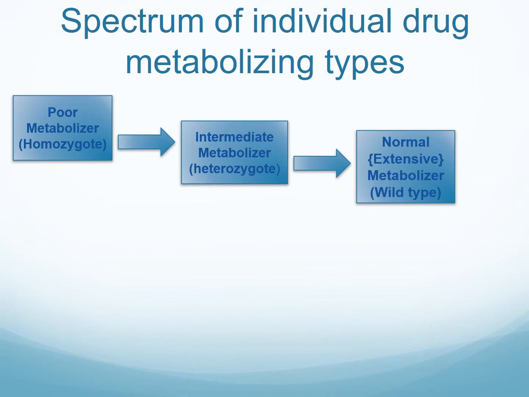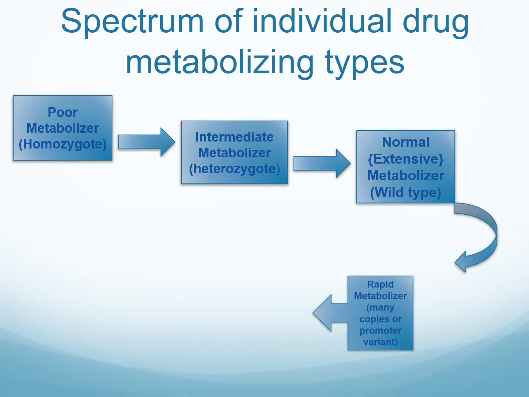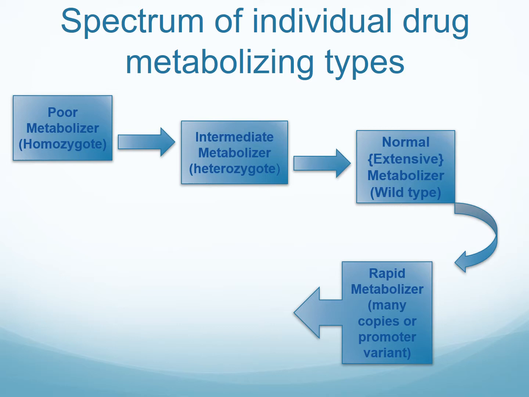Now, of note, there are two phrases that you're going to see which can be misleading. Extensive metabolizer is synonymous with normal. It's just the nomenclature that we have: we've got poor, intermediate, extensive, and then we move into ultra metabolizer. So extensive is normal, wild type is normal. Don't ask me why.